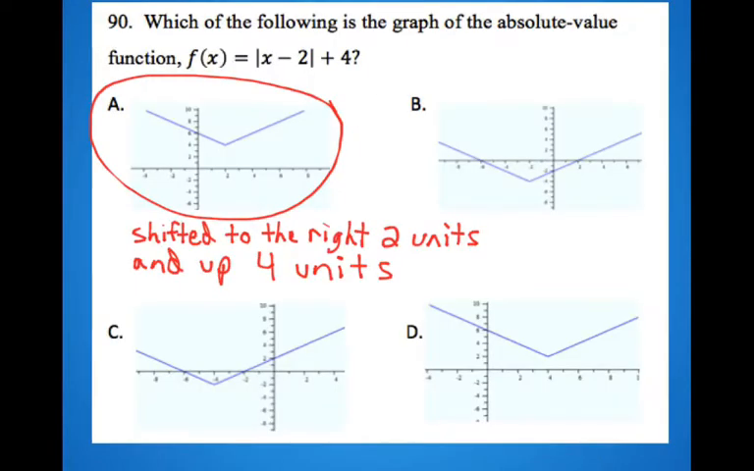Last one. This is the absolute value function, so we know the normal parent graph is just right here at the origin, but this one's shifted to the right 2 units and up 4 units, so that's why this one makes sense. So let me erase that. So you can tell it's shifted over to 2 and 4 as kind of that starting point right there at the middle.